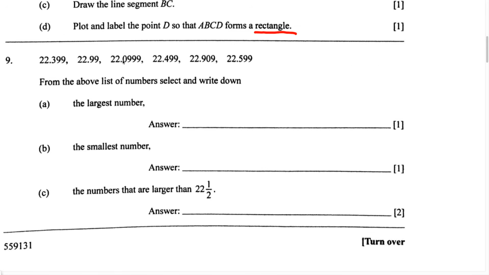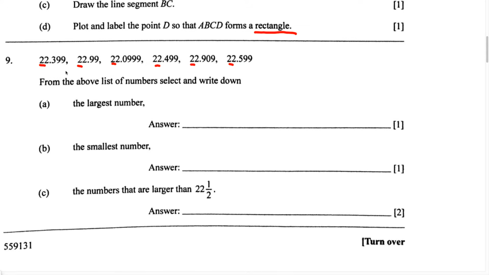We have 6 different decimal numbers, and the question says, from the above list of numbers, select and write down A, the largest number. Now because they gave us these lists of numbers, the very first thing I recommend is we write it in order from least to greatest. If we look at this list, they all have the same whole number, which is 22. Therefore, we're going to have to look at the decimal part to start to arrange these in order.